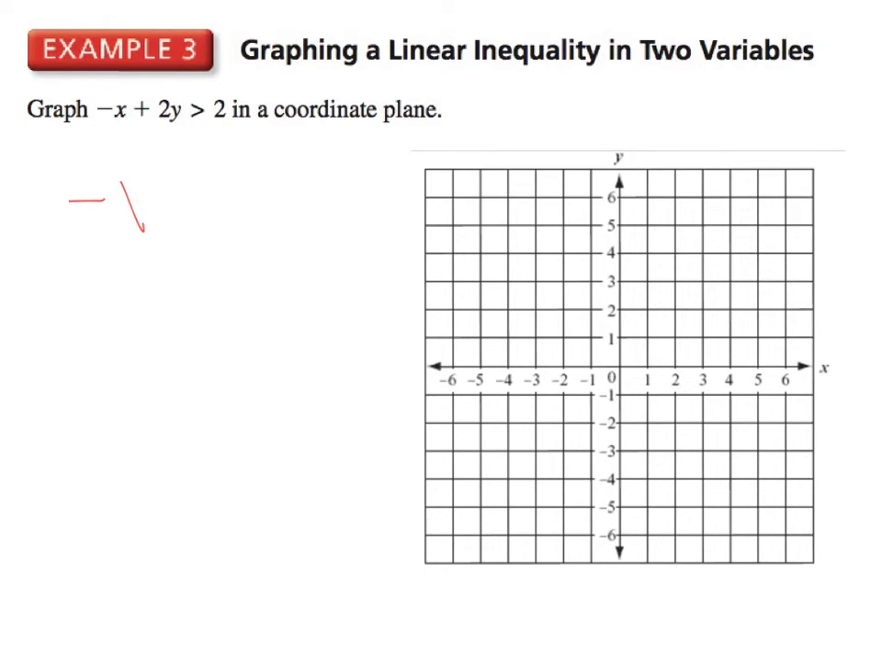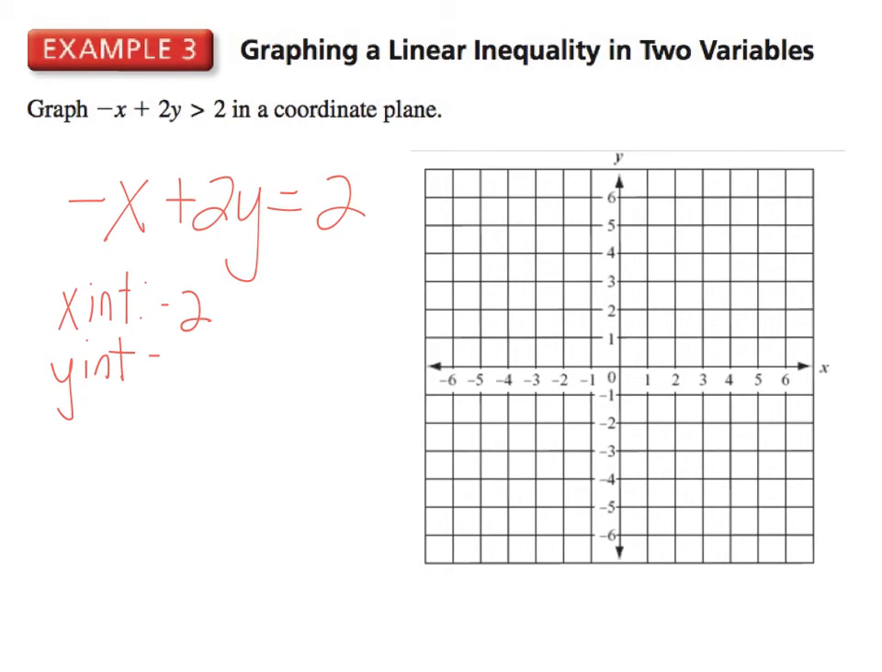So I'm going to graph the equation negative x plus 2y equals 2. That means my x-intercept is going to be negative 2. My y-intercept is going to be, what do you think it is? It's going to be 1. So I'm going to make a point at negative 2, a point at, that would not be right. That's on the wrong axis. So the x-intercept at negative 2, the y-intercept at 1. Because the points on the line are not a solution since it's greater than, it's going to be a dashed line.